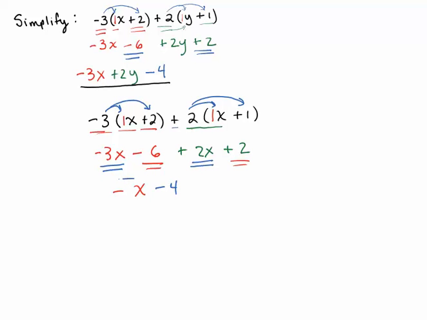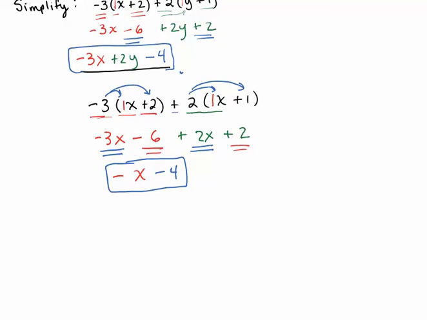So again, the difference is on this one, we have like terms in terms of the x's, so they combine. On the other one, we had x's and y's, so they don't combine. And we just write them in alphabetical order with the constant term on the end.